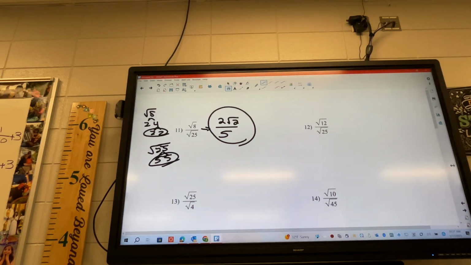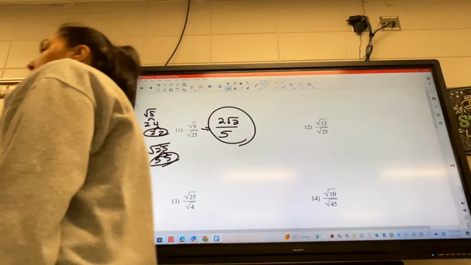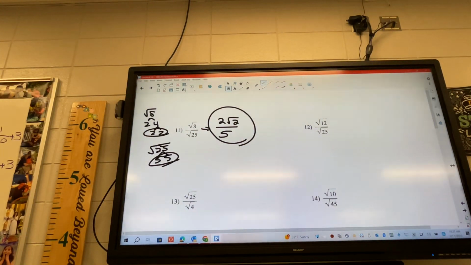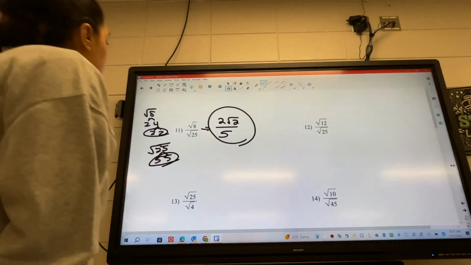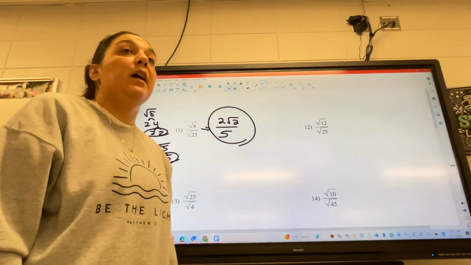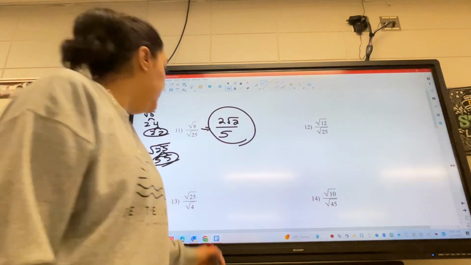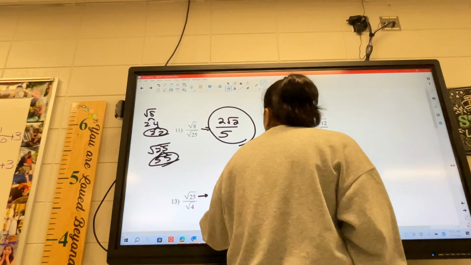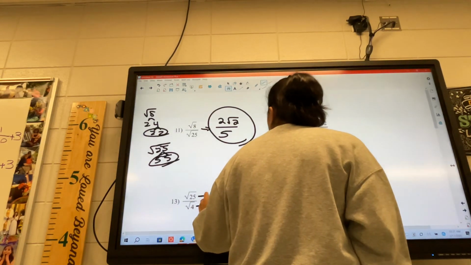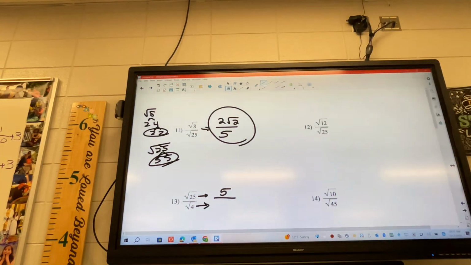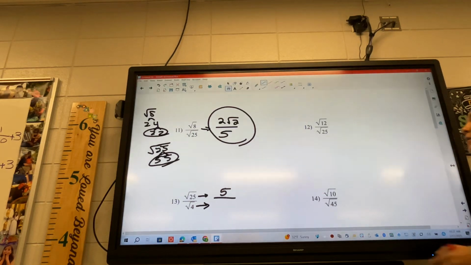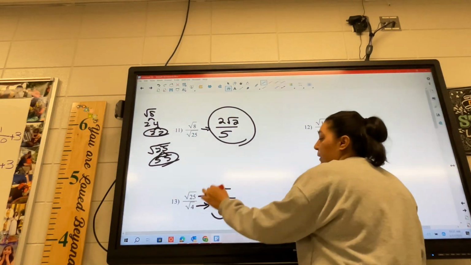Okay, 13 is going to be 25 over 4. It's still 25 over 4. Now we just did 25. What did 25 become? It became a plain 5. Okay, what did 4 become? Square root of 4 was 2. Okay? So it's just going to be 5 over 2.